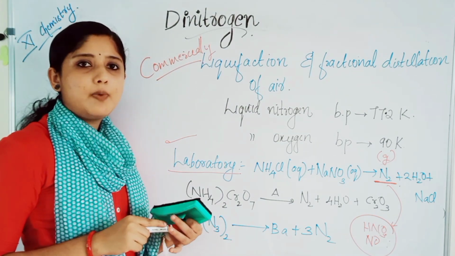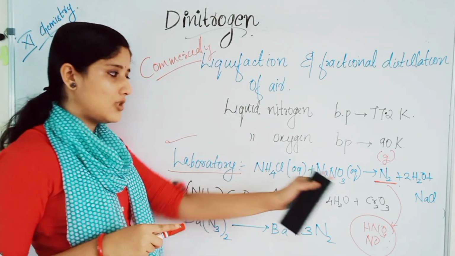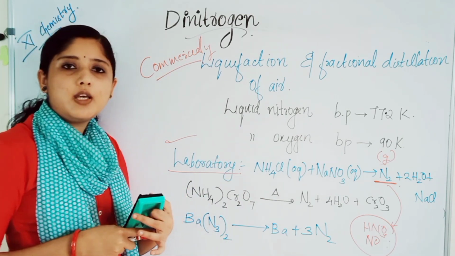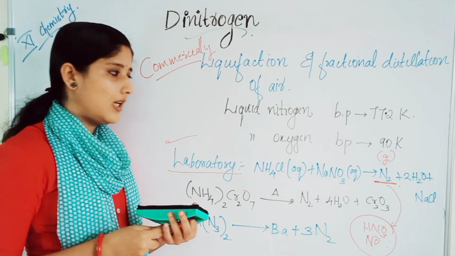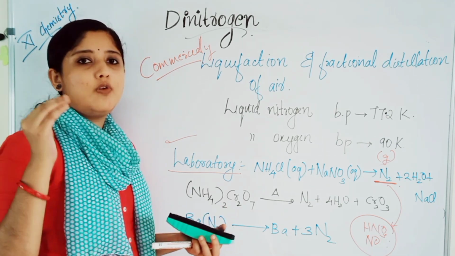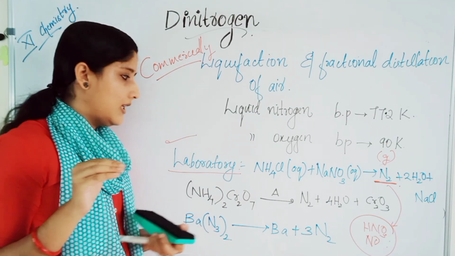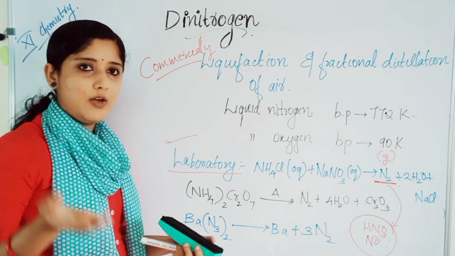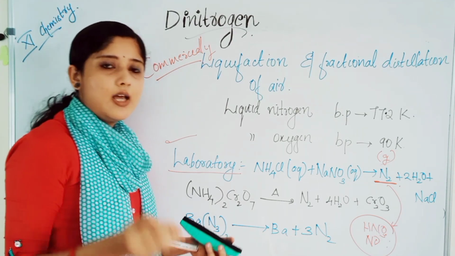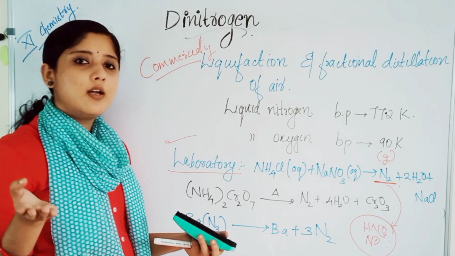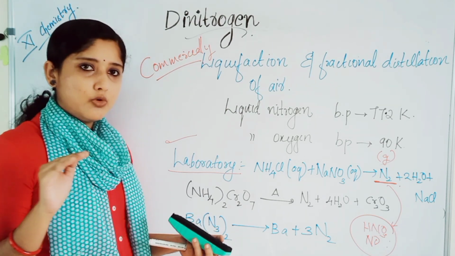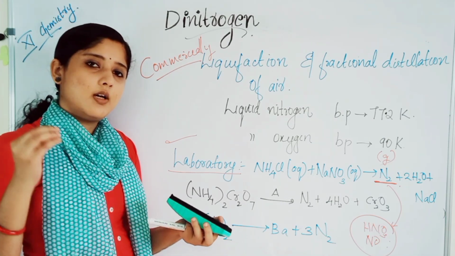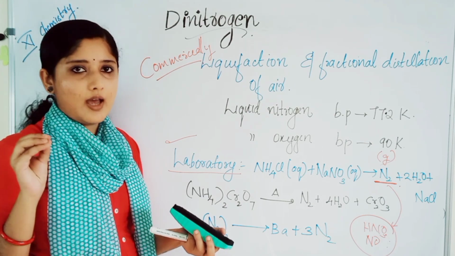We can separate them by passing the obtained N2 gas through an aqueous solution of H2SO4, sulfuric acid, and potassium dichromate. Then the impurities will get separated and you will obtain pure dinitrogen. This is the laboratory preparation: aqueous ammonium chloride plus sodium nitrate gives dinitrogen gas with impurities like HNO3 and NO, which can be removed by passing the gas through an aqueous solution of potassium dichromate and sulfuric acid.